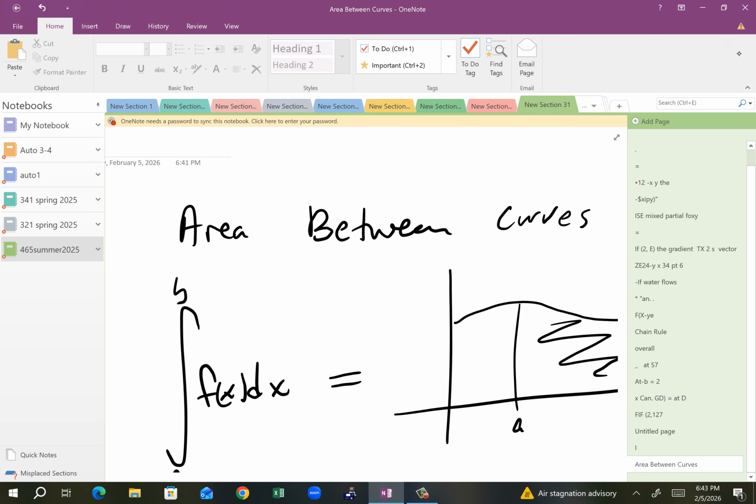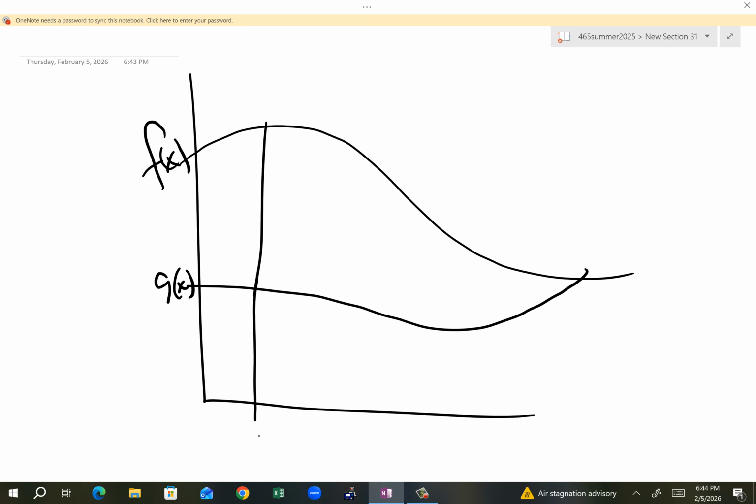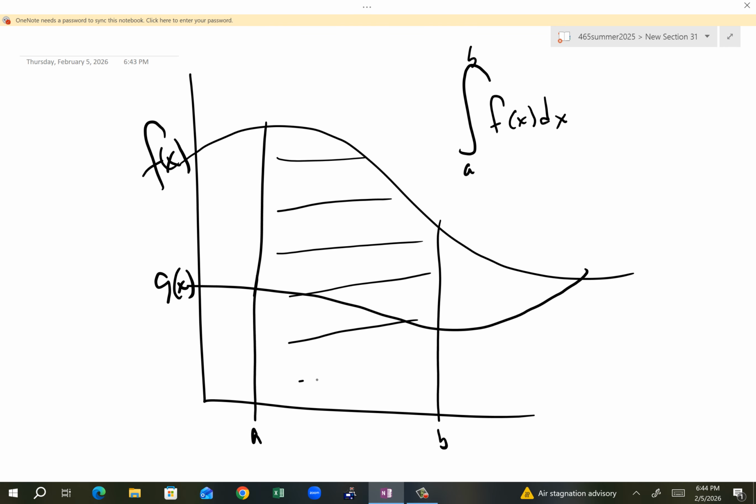So the question then becomes, what if you have f of x and g of x, and you want to find the area between them on some interval from a to b? Well, let's think about this for a minute. If you did the integral of f of x dx from a to b, you would get this region here.